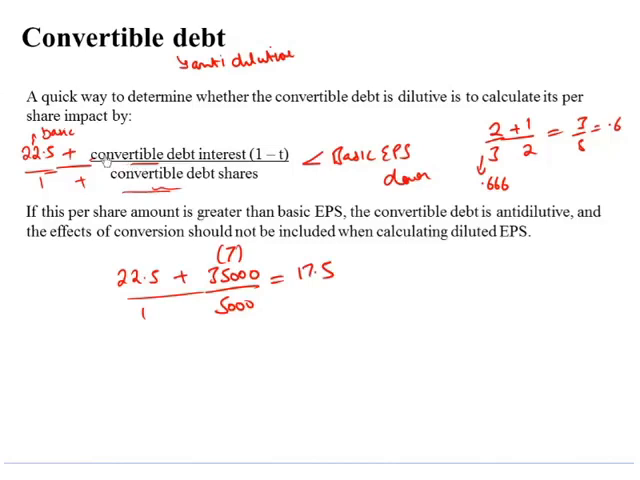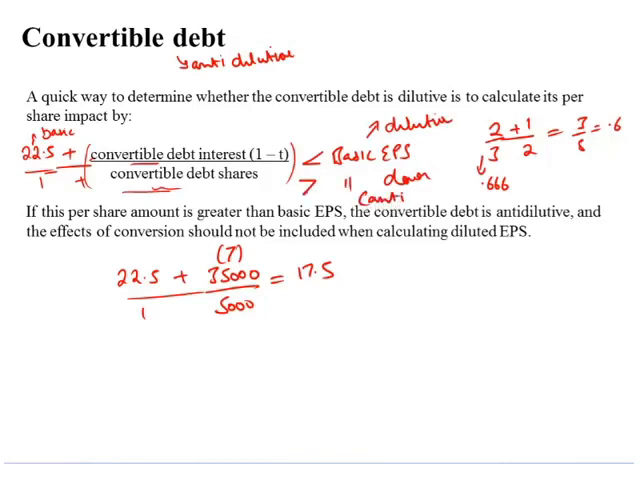So you can just see the incremental change that you're making. That is the convertible debt interest into 1 minus the tax rate upon the shares issued from the conversion of the debt. If this ratio is less than the basic EPS, then the conversion should happen or the debt is dilutive. If this is greater than the basic EPS, then the conversion will not happen.